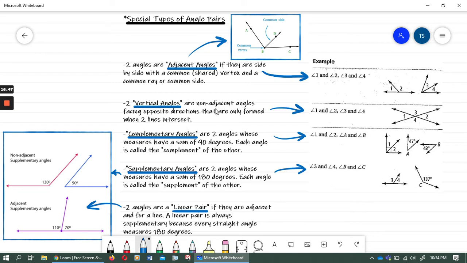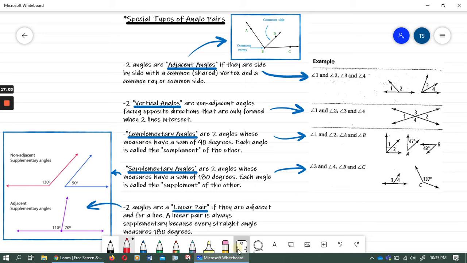Okay, awesome. Next up, guys, the next type of special angle pair is vertical angles. Guys, 2 vertical angles are non-adjacent angles that are facing opposite directions. And guys, these vertical angles are only formed when 2 lines intersect.